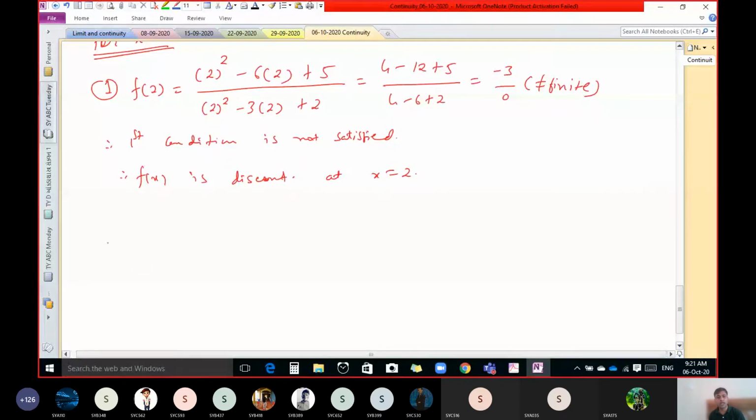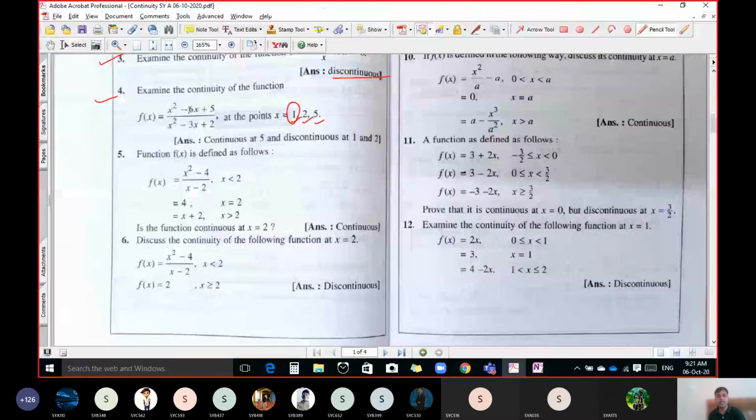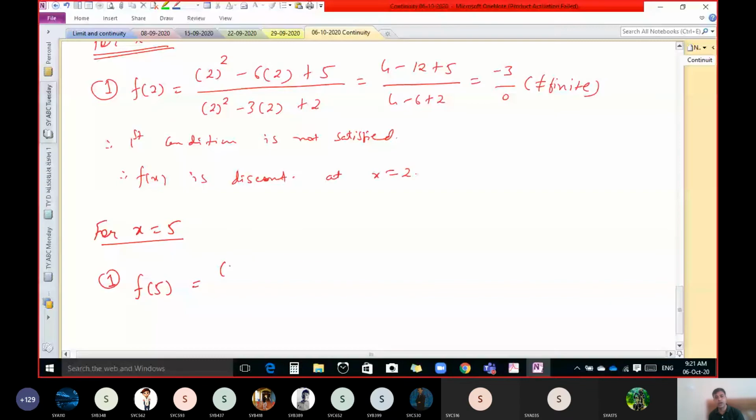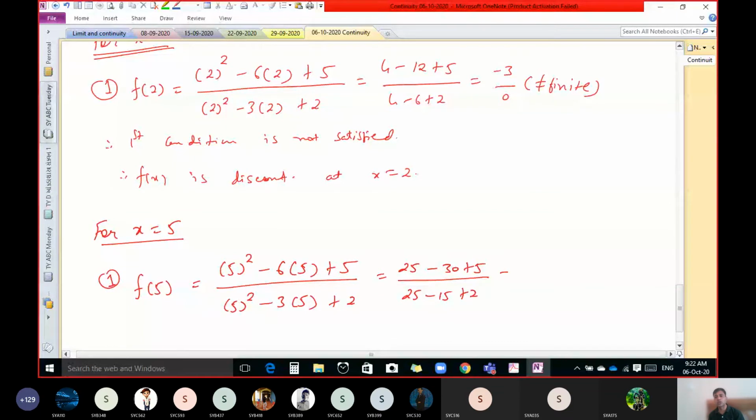But the same thing we have to do for x equal to 5. Now the first condition, put x equal to 5. Our function is x square minus 6x plus 5 upon x square minus 3x plus 2. So it is 5 square minus 6 into 5 plus 5 upon 5 square minus 3 into 5 plus 2. This is 25 minus 30 plus 5 upon 25 minus 15 plus 2. So here 25 minus 30 plus 5 is 0, and here 10 plus 2 is 12.